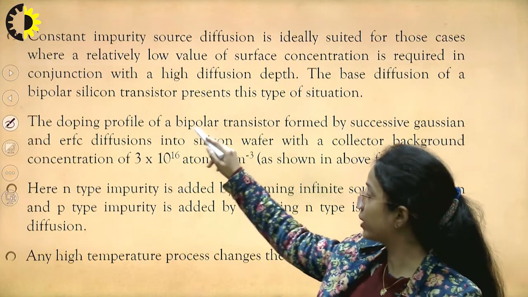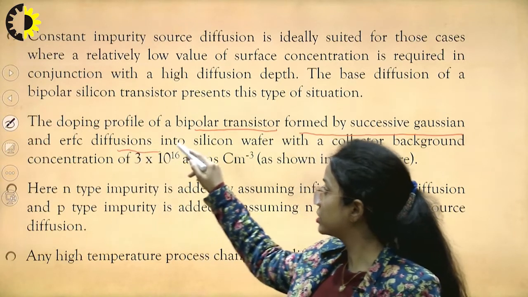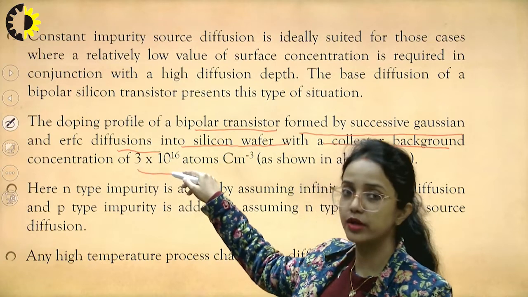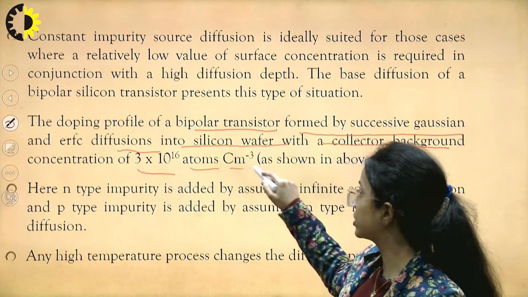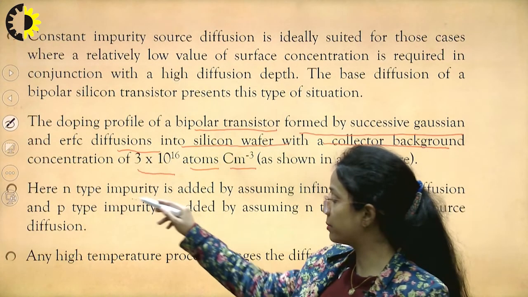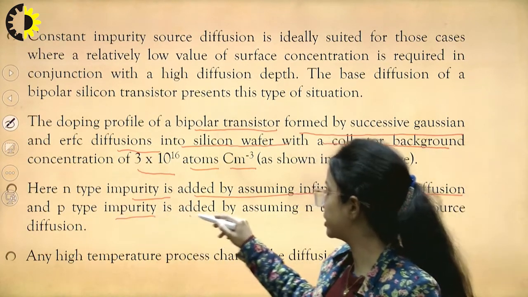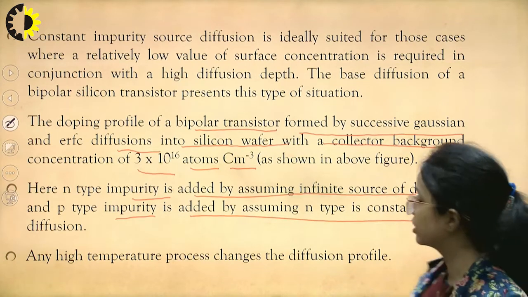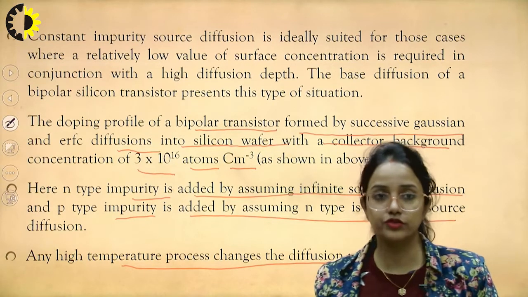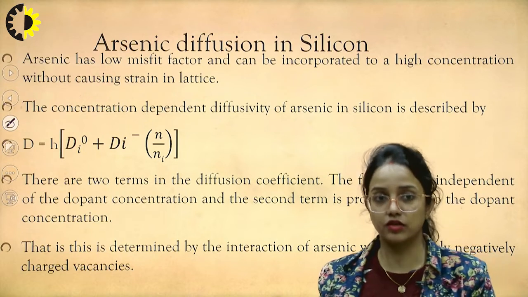The doping profile of a bipolar transistor is formed by successive Gaussian and error function diffusion into a silicon wafer with a collector background concentration of 3 × 10^16 atoms per cubic centimeter, as shown in the previous figure. Here we can see the n-type impurity is added by assuming an infinite source. The p-type impurity is added assuming a constant source, and then high temperature is of course used to assist this process of diffusion profile. Next we are going to study arsenic diffusion in silicon.